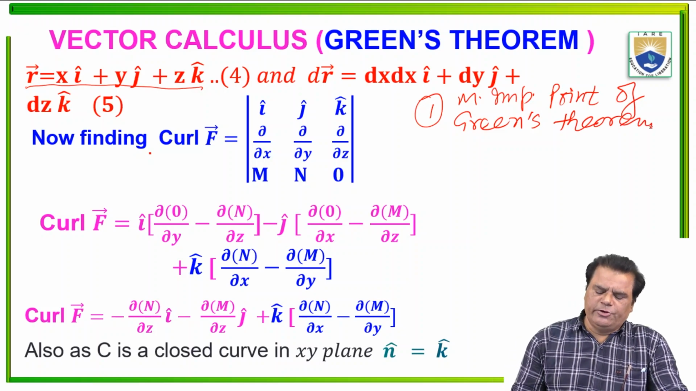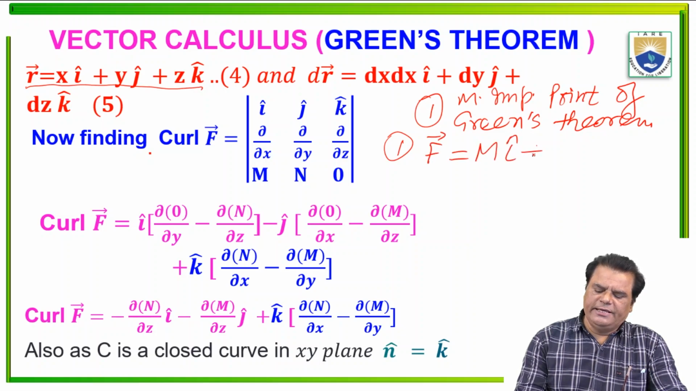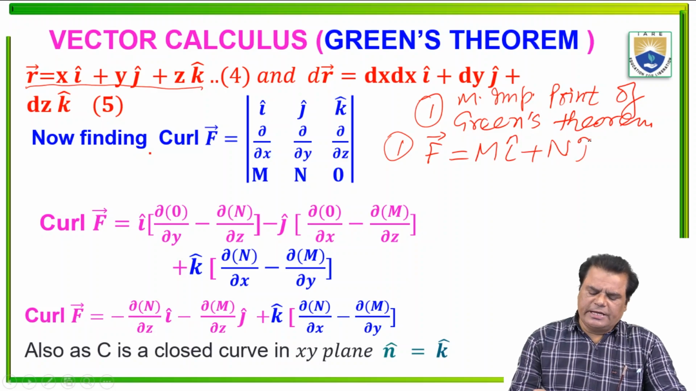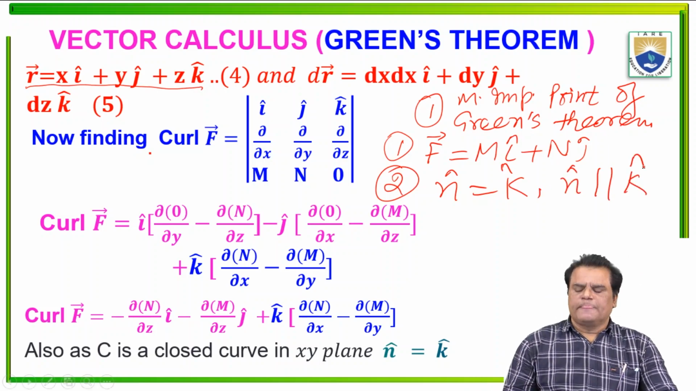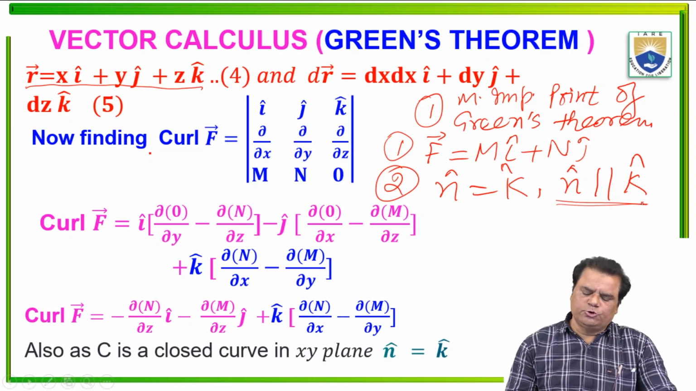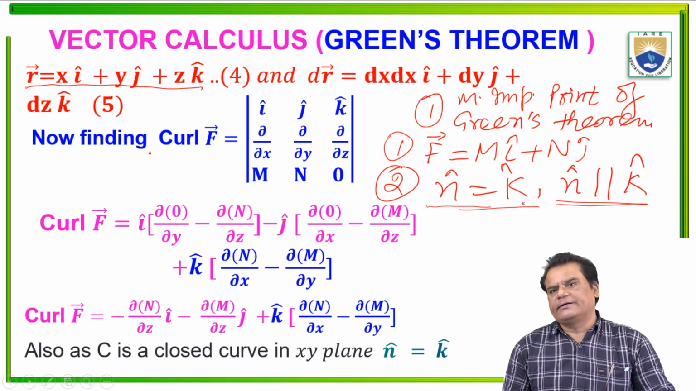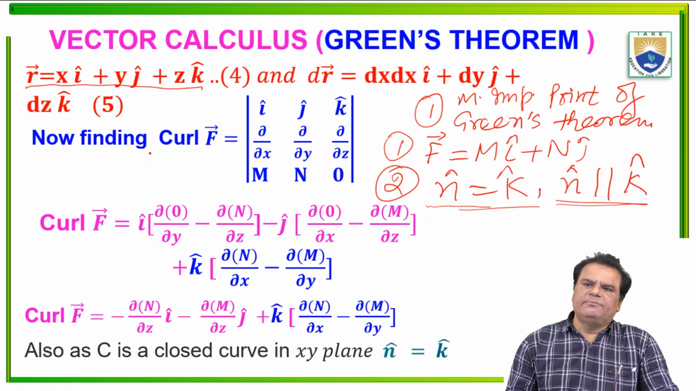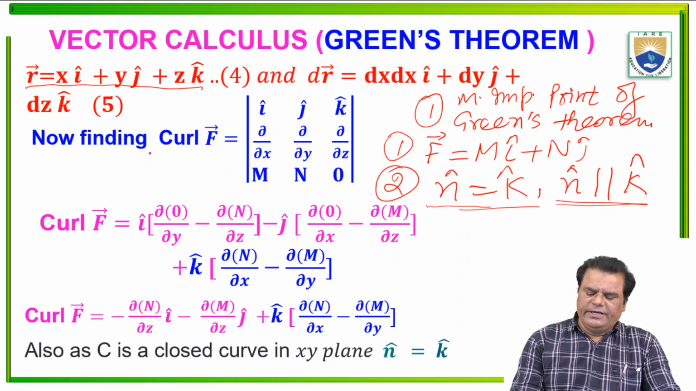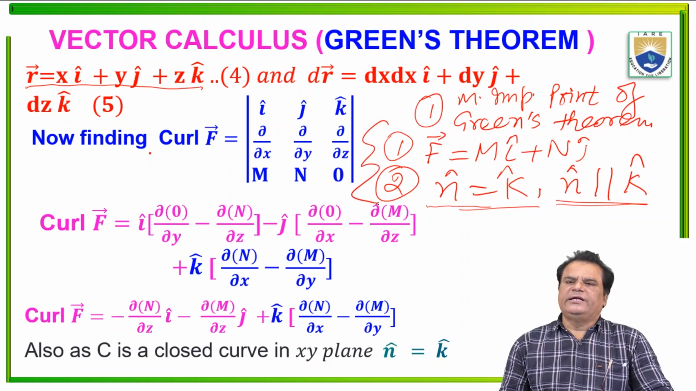Most important points of Green theorem: number one, F vector is a two dimensional vector, M i plus N j. Second result is n vector equal to k vector, because n vector is parallel to k vector. N unit normal vector is parallel to k vector, so we can say n vector equal to k vector. And F is a two dimensional vector point function in the given surface, that is M i plus N j. These two points are very important in Green theorem.